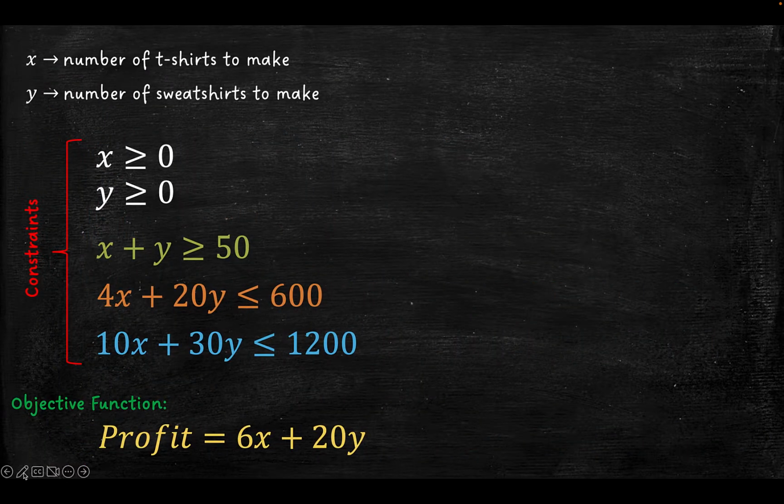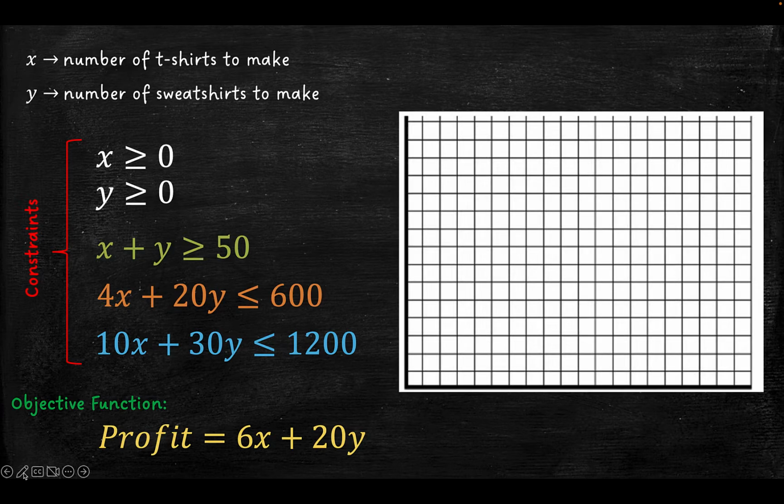Now, we have a system of inequalities in our constraints, and we're going to develop a range of combinations of points that represent how many t-shirts and sweatshirts we're allowed to make, and use that to determine which ones maximize our profit. So, long story short, we're going to create our system of inequalities graph. Let's dive into it and see what it looks like. We'll develop a set of steps afterwards.